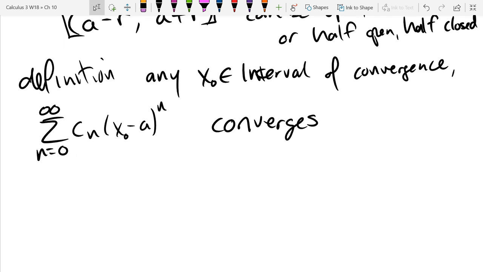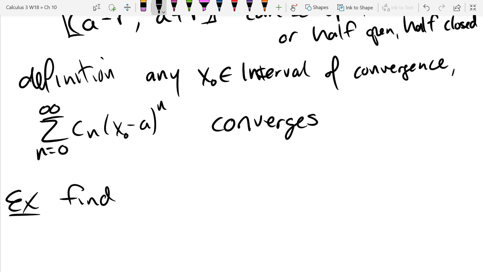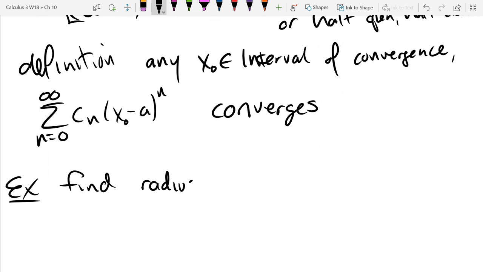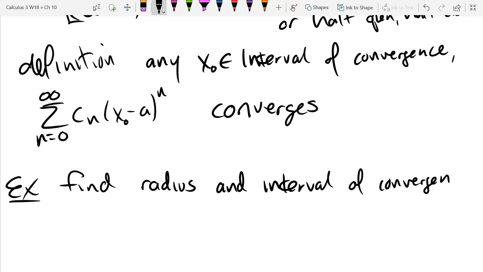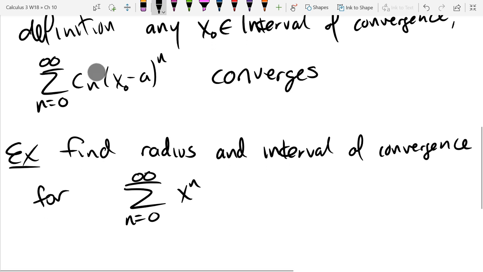So ready for some examples? All right, we'll start off with some easy examples. Find the radius and interval of convergence. One of the easiest power series I can think of is just x to the n. So normally I say ratio test first. Why is the root test really good for this?